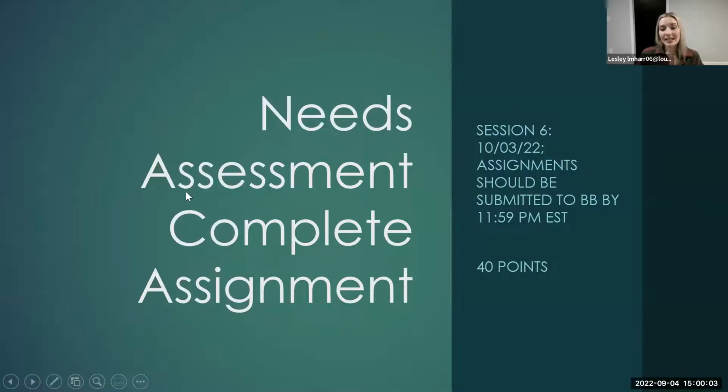The complete needs assessment assignment is due on session 6. We have 3 more weeks, so that's October 3rd. The assignment should be submitted through Blackboard by 11:59, and this assignment is worth 40 points.